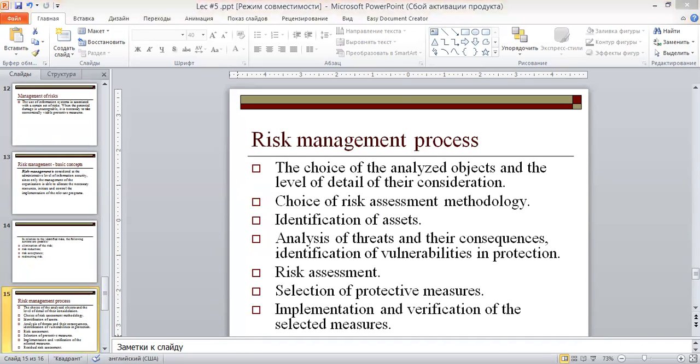Risk management process. The choice of the analyzed objects and the level of detail of their consideration. Choice of a risk assessment methodology, identification of assets, analysis of threats and their consequences, identification of vulnerabilities in protection, risk assessment, selection of protective measures, implementation and verification of the selected measures, and the residual risk assessment.